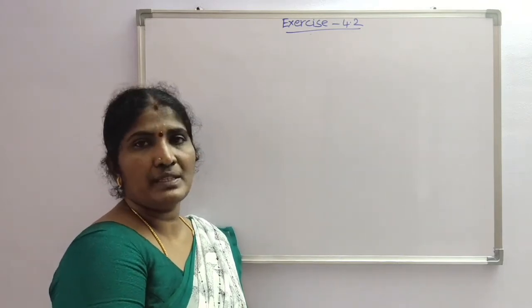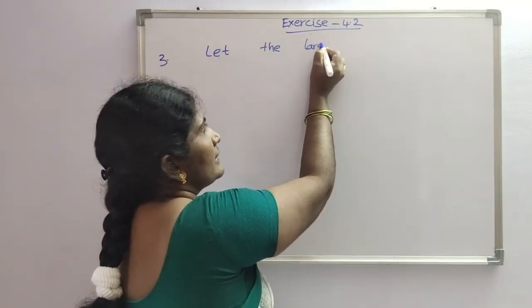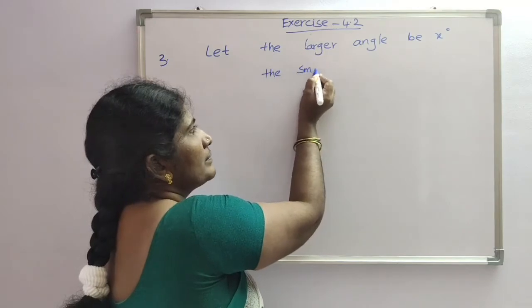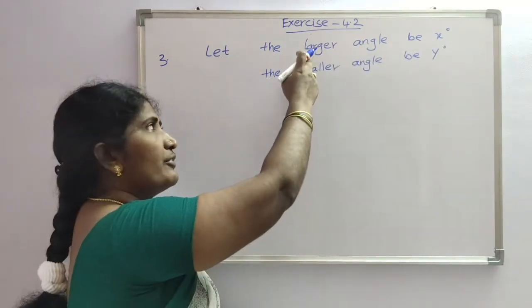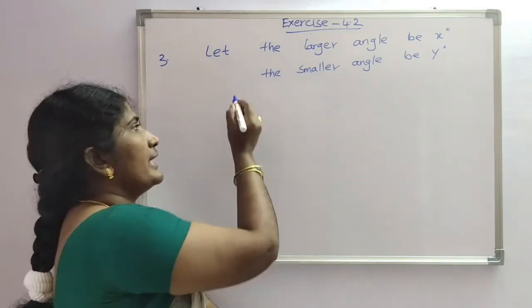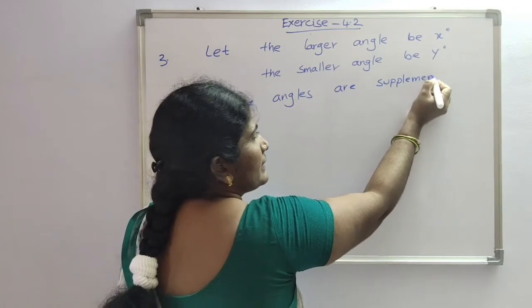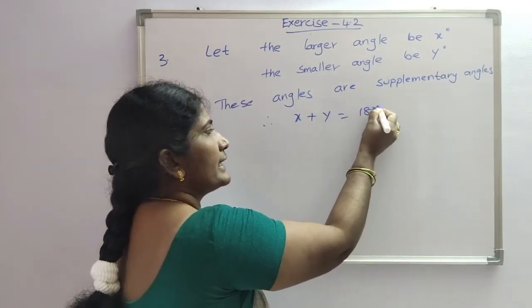Here are two angles, one smaller and the other larger. Let the larger angle be x degrees and the smaller angle be y. In the question they gave that both angles are supplementary angles. Therefore, the sum of the two angles is equal to 180 degrees.